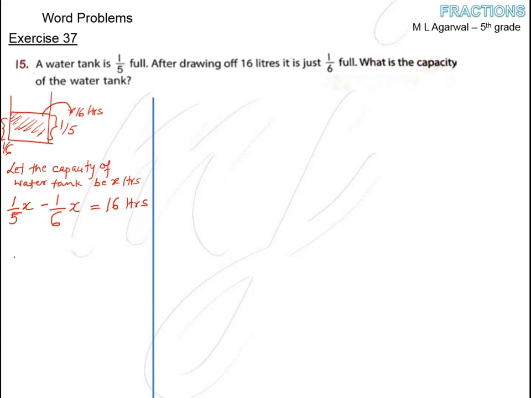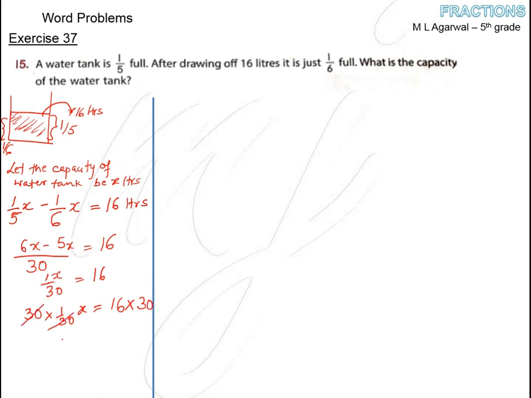So if we solve this, we will get an LCM of 5 and 6, which is 30. So it will become 6x minus 5x is equal to 16. So 1x upon 30 is equal to 16. I want to remove 1 upon 30, so I'll multiply this side by 30. 30 into 1 upon 30 x is equal to 16 into 30. Because I am multiplying the left hand side by 30, I'll do the same on the right hand side also: 30.